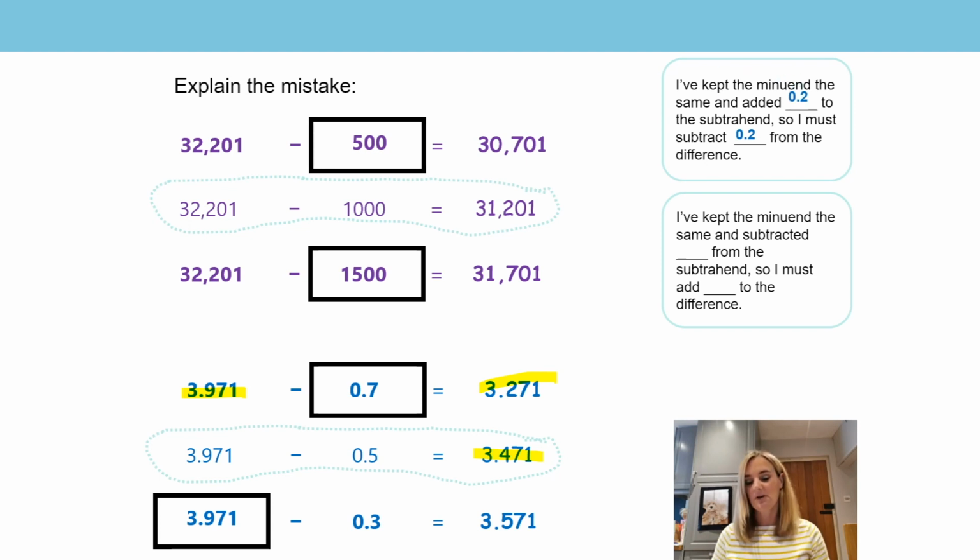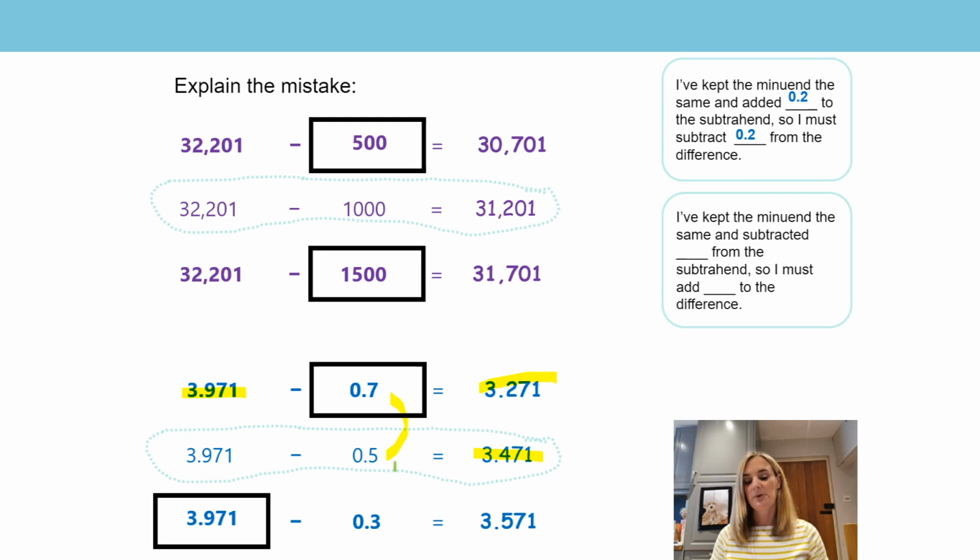And did that happen from 0.5 to 0.7? Did it go up by 0.2? It did. So that one's correct. That's not the mistake. Let's have a look at the bottom one. A lot of people would just assume that the minuends must be kept the same because that's what we've been looking at, and put 3.971 in the box. And that's what this person's done. But I wonder, have they actually looked whether the relationship works between the other numbers?